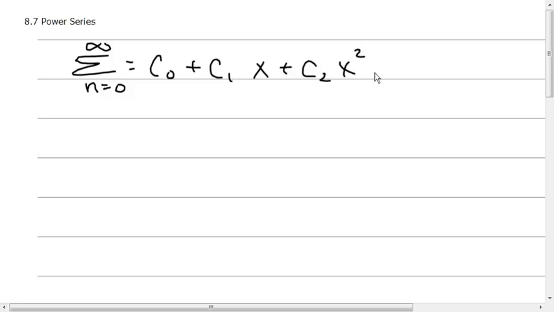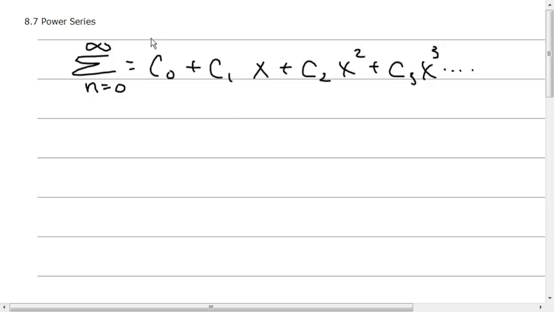Well, you probably already know that we can represent a power series kind of like this. We have a sum n equals 0 to infinity, and this equals c0 plus c1 x plus c2 x squared plus c3 x cubed dot dot dot off to infinity. And that's a power series, and we see it's powers of x.